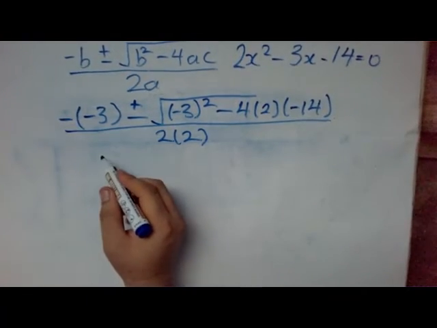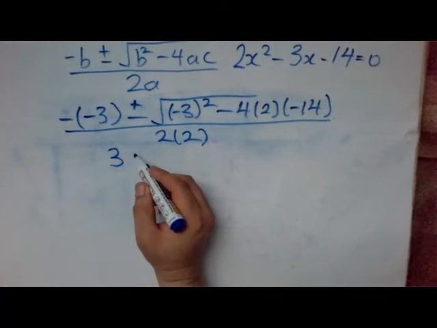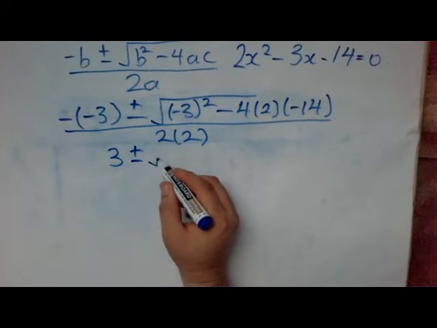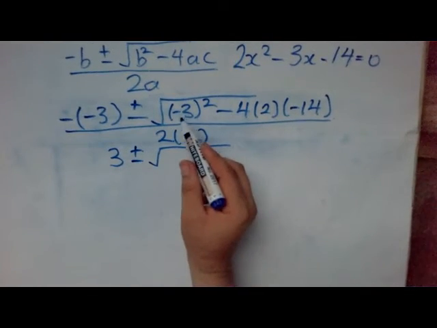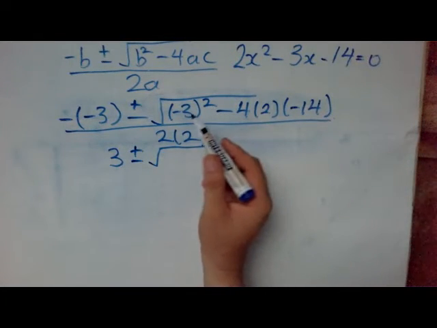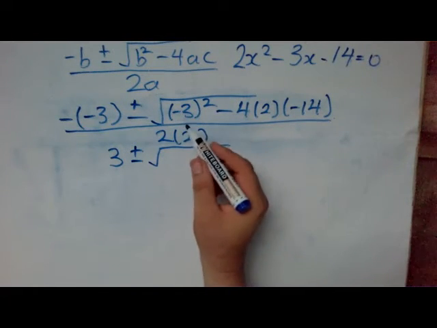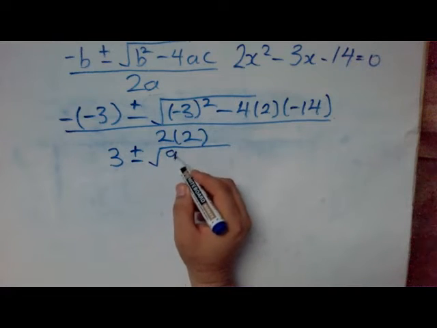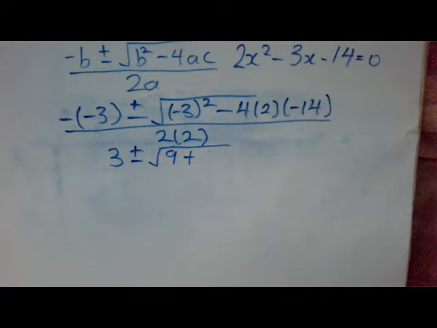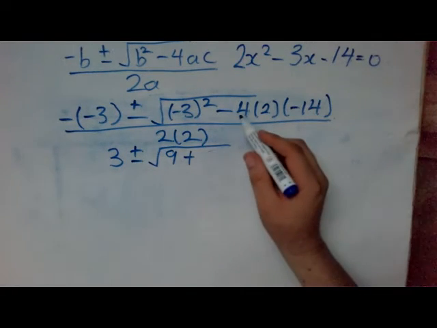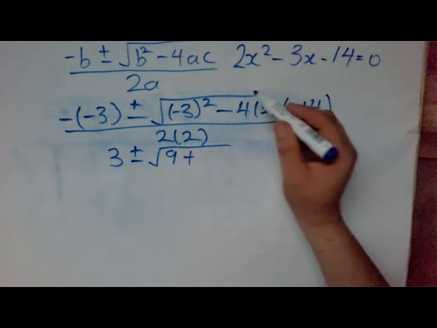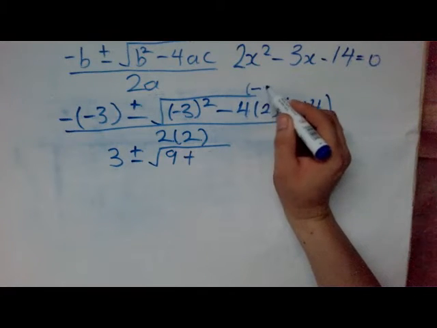Minus times minus will give us 3. We have our plus and our minus. We have our square roots. Minus 3 times minus 3, that is minus 3 squared, that's what it means. Minus times minus becomes plus, so 3 times 3 will give us 9 minus. So minus 4 times 2 at this point will give us minus 8.